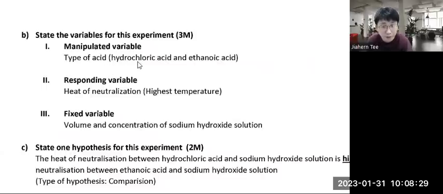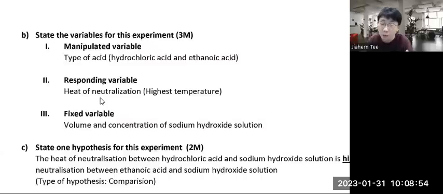Once you use a different type of acid, it will affect your result, right? So you can write highest temperature or heat of neutralization. Because the temperature rise affects your Q, then your Q affects your heat of neutralization. So the ultimate goal of your responding variable, the ultimate result, will be your heat of neutralization. So that's your responding variable.